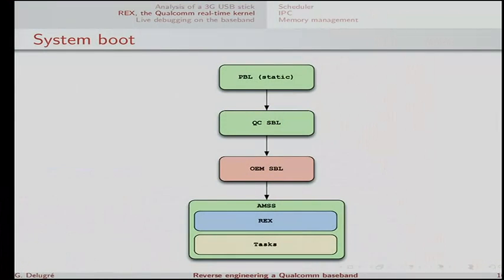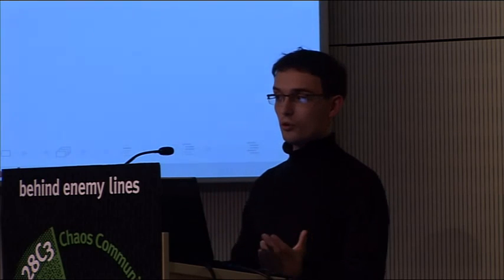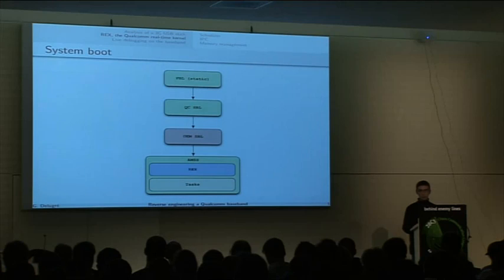So, at first, how is the system booting? You've got a primary bootloader which is stored in ROM, which is immutable, which will read from NAND a Qualcomm secondary bootloader named the QCSBL. This SBL is supposed to load another SBL named OEM SBL, which means the manufacturer of the phone can implement their own bootloader. For example, on HTC phones, you've got HBoot, which is the OEM SBL. So you have a menu, a splash screen, and so on. And then it loads the AMSS operating system, which is what is really running in the baseband in the end.